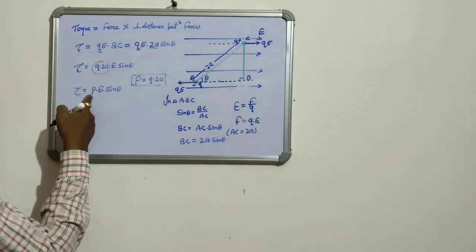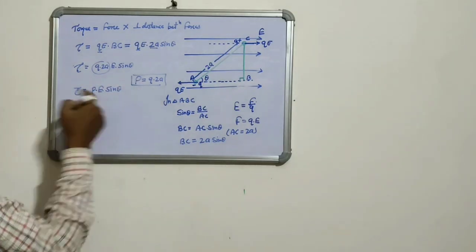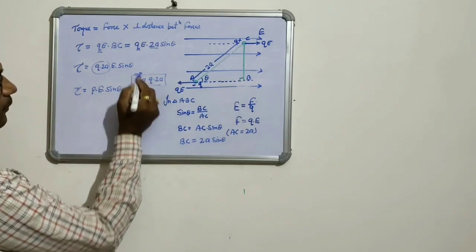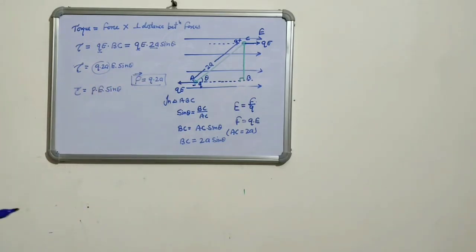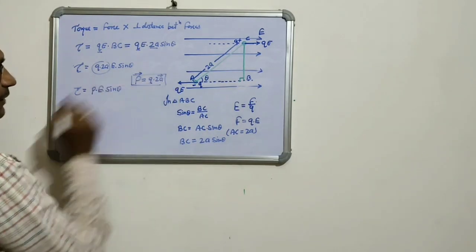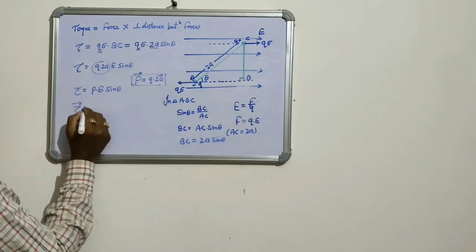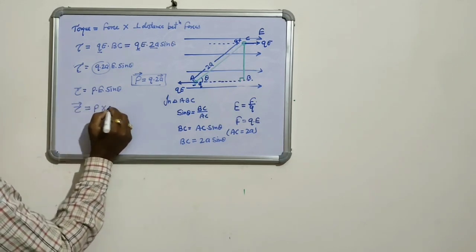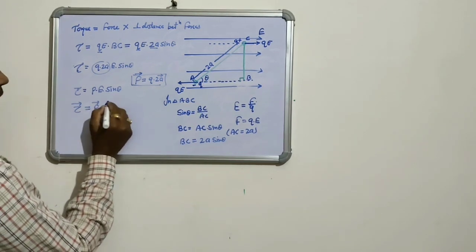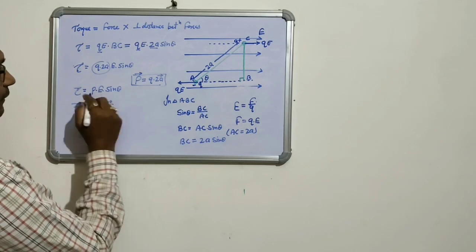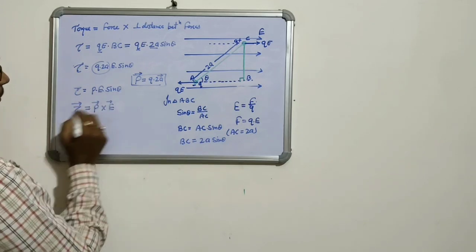Torque is a vector quantity, dipole moment is also a vector quantity, and electric field is a vector. The direction of dipole moment is always taken from negative to positive, along the distance 2a. So torque vector equals P cross E. It means PE sin theta, where magnitude of P cross E equals PE sin theta.